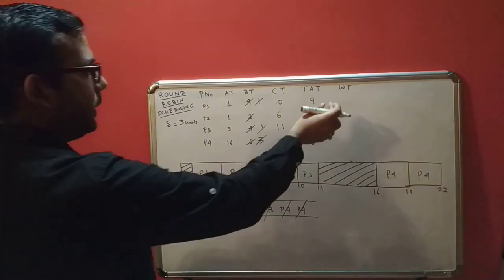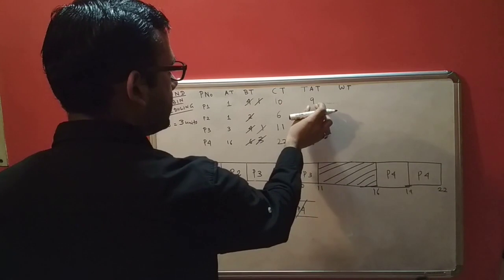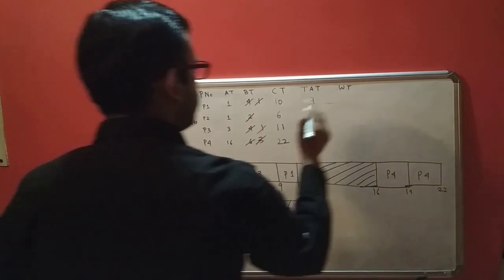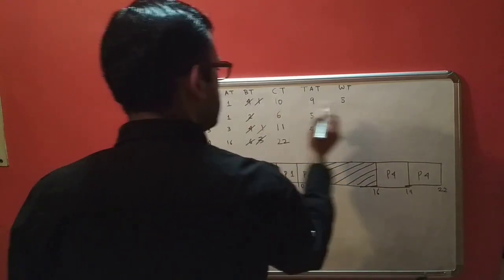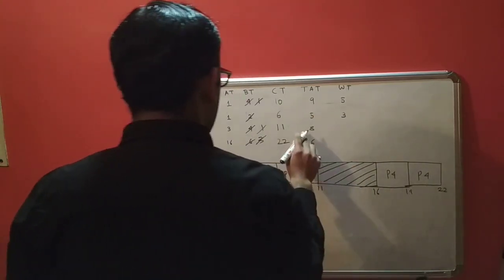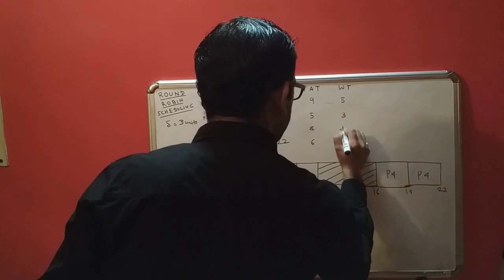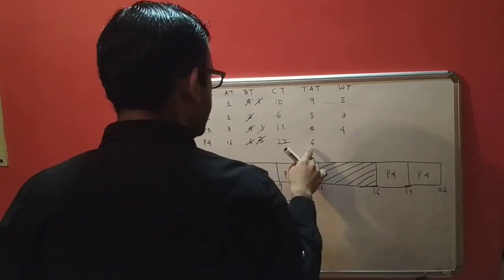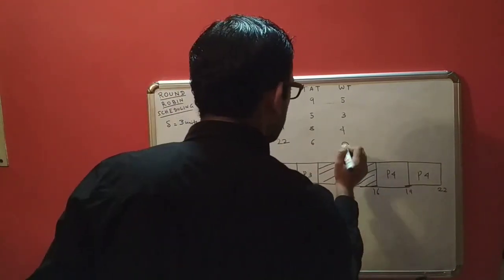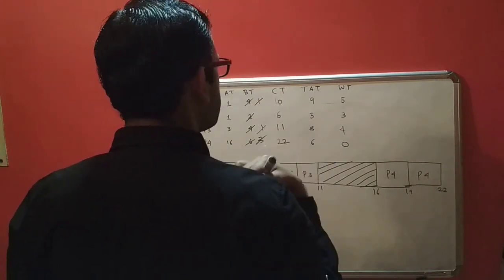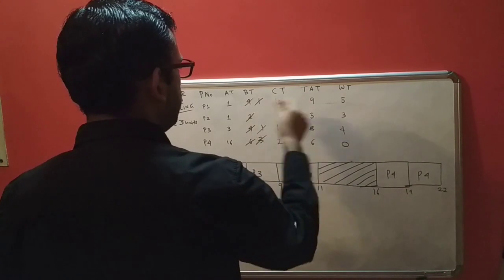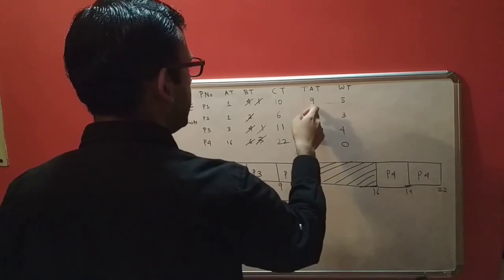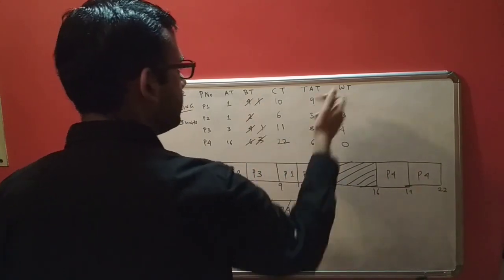So in order to find the waiting time, we will take the turnaround time and from it subtract the burst time. So 9 minus 4 will give me 5. 5 minus 2 will give me 3. 8 minus 4 will give me 4. And 6 minus 6 will give me 0. So what does this mean? Did I make any mistake? Turnaround time minus burst time. No, I think we are good to go. Yeah, turnaround time minus burst time will give me the waiting time.